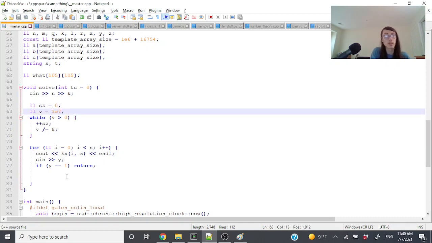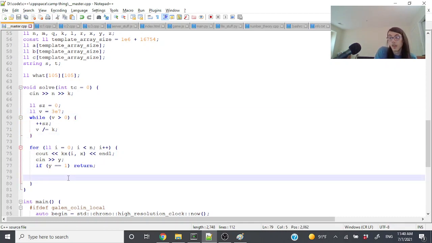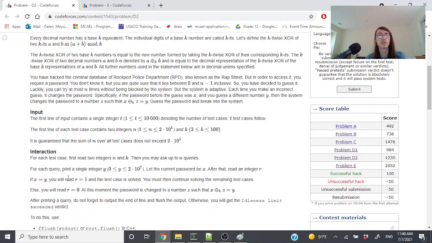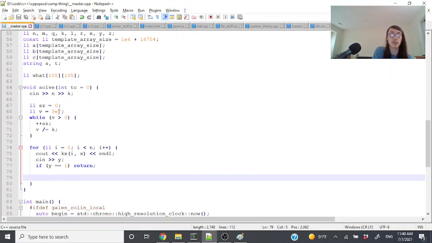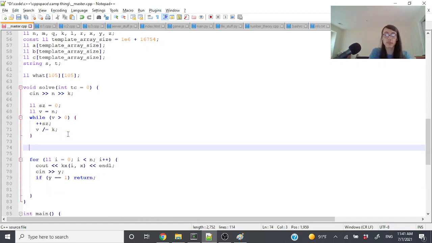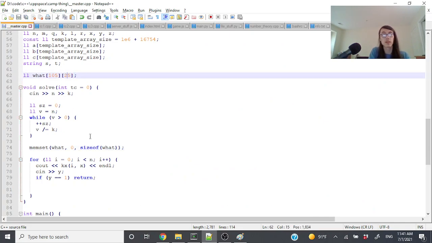Basically taking the log. Actually, wait, it's just n, right? Yeah, there's no reason to need more. So I guess that's fine. So we take log base k of n. So we only need like that many.